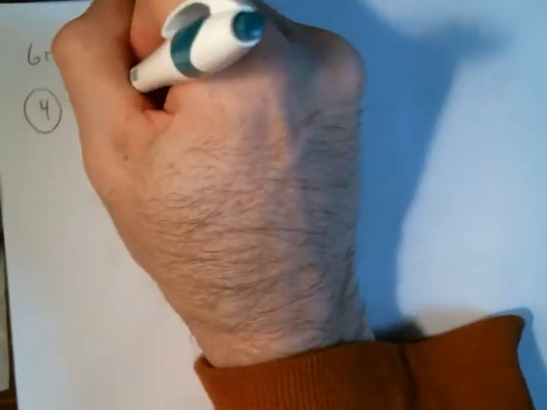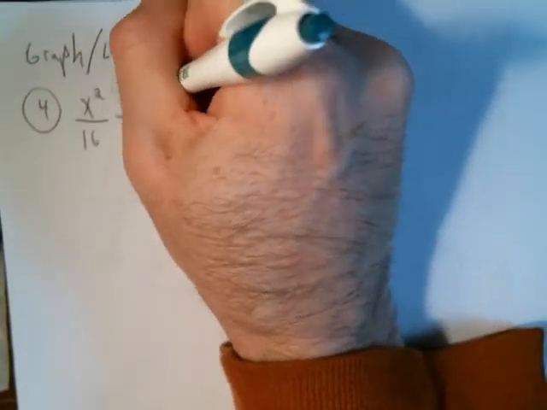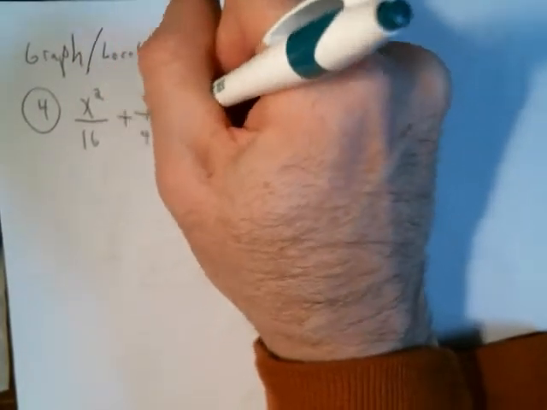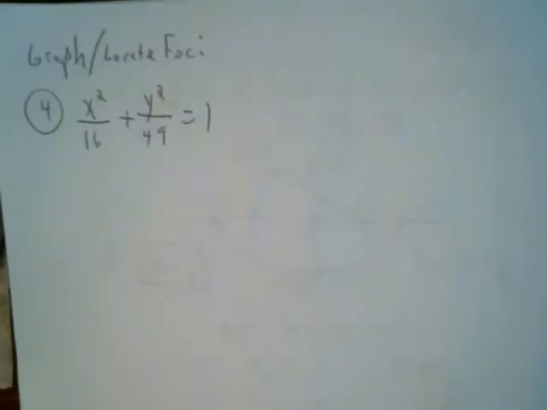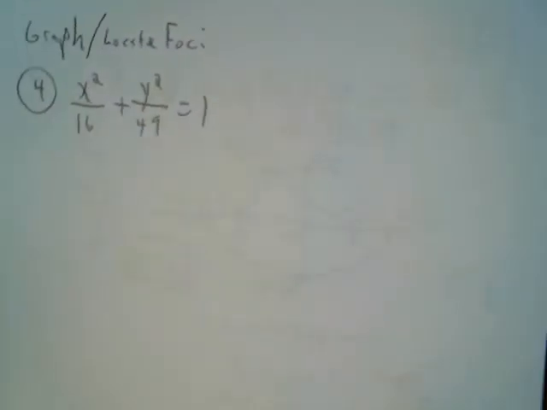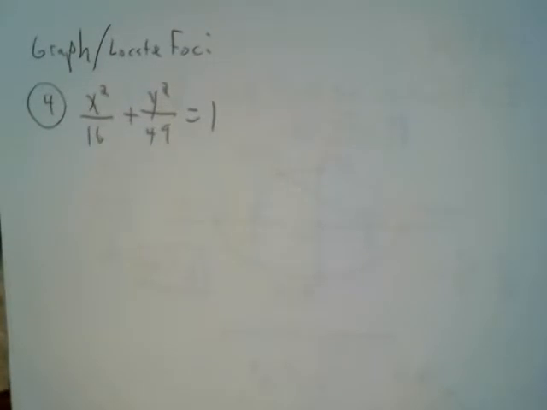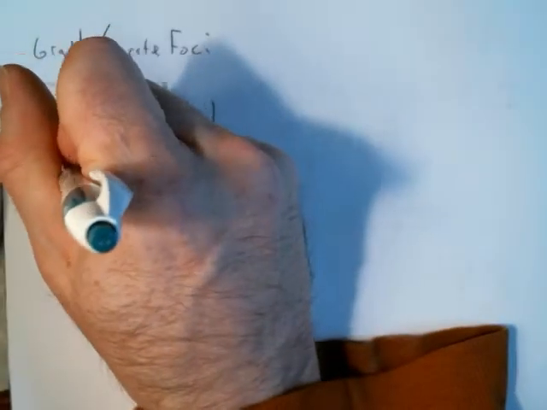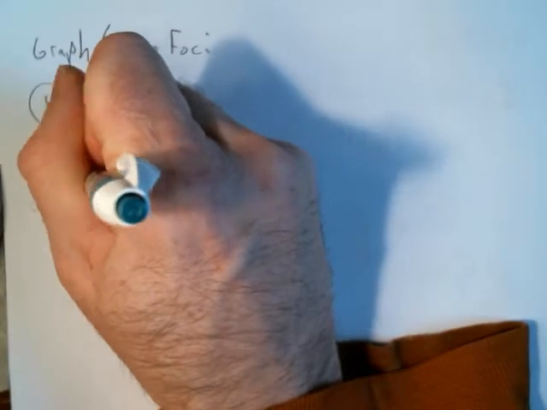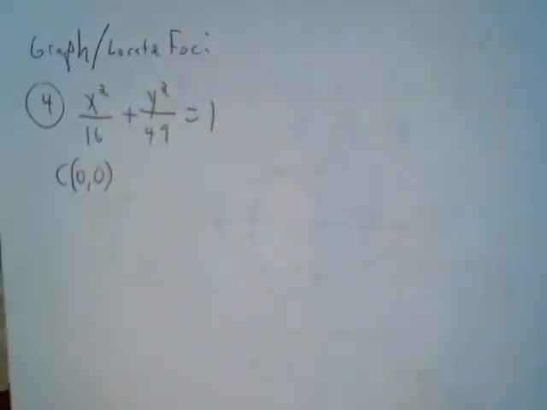So this is problem 4. We have x squared over 16 plus y squared over 49, and that equals 1. Okay, so when you go to graph these things, you want to begin by getting your a, b, and c value. The center will also be important later on, so we might as well note that. For these, the center is just 0, 0.